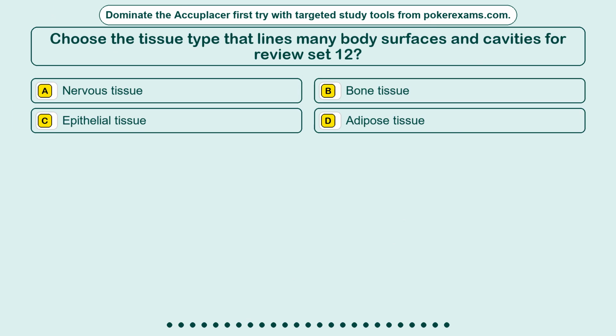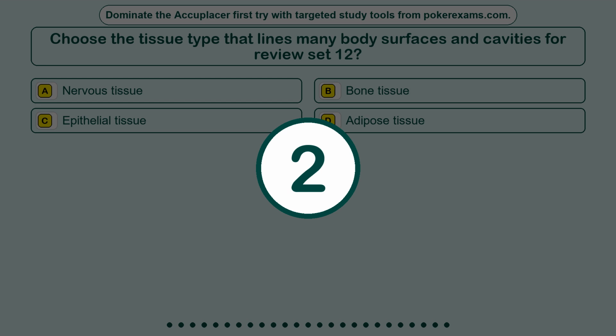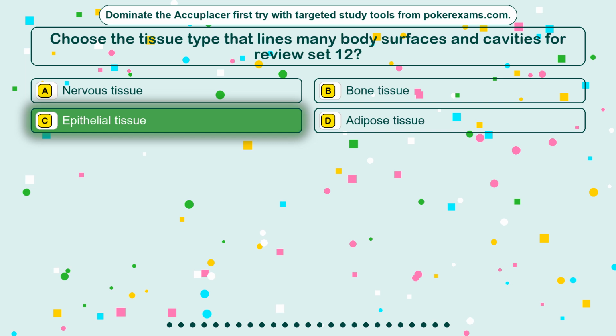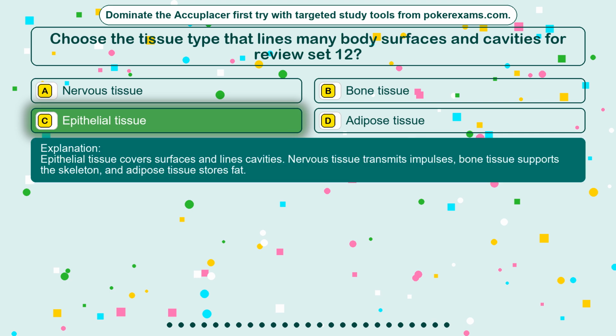Question 24. Choose the tissue type that lines many body surfaces and cavities for review set 12. Option A, nervous tissue. Option B, bone tissue. Option C, epithelial tissue. Option D, adipose tissue. The correct answer is option C, epithelial tissue. Epithelial tissue covers surfaces and lines cavities. Nervous tissue transmits impulses, bone tissue supports the skeleton, and adipose tissue stores fat.